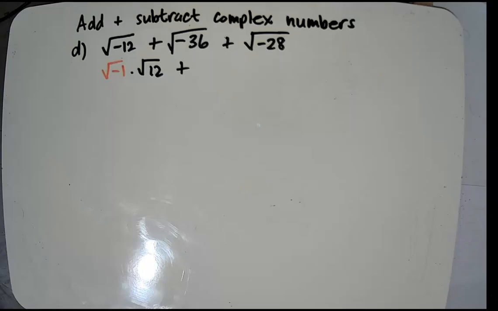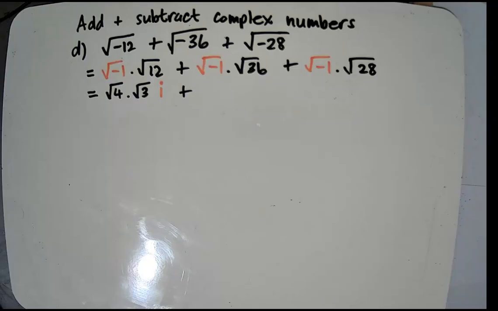So now we have square roots of negative 36. Those will become the square root of minus 1 times the square root of 36, plus the square root of minus 1 times the square root of 28. Next step would be to break up the root 12 into root 4 and root 3. Break up the root 36 into 6, and root 28: 7 times 4 is 28.